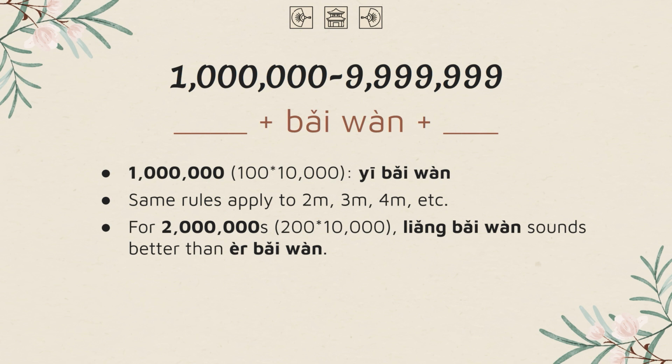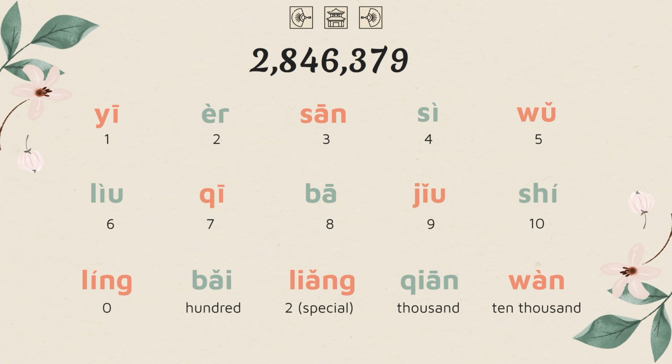Now are you ready to say a number in the millions? Okay, how would you say this number? 2,846,379. So if you're still with me, the answer is 284 wan 6,379. Did you get it right?